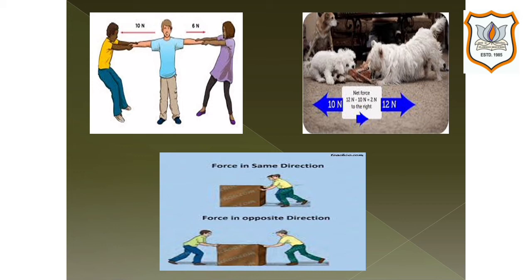Similarly, in the second picture, a small dog is applying 10 Newton force and a big dog is applying 12 Newton force. Then the net force becomes 12 Newton minus 10 Newton, that is equal to 2 Newton towards the right side.